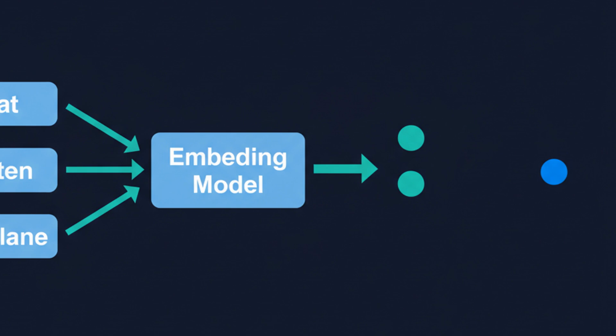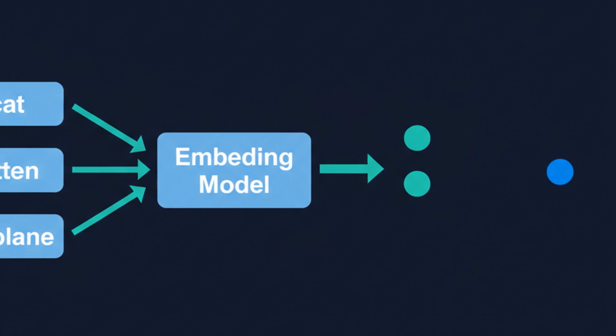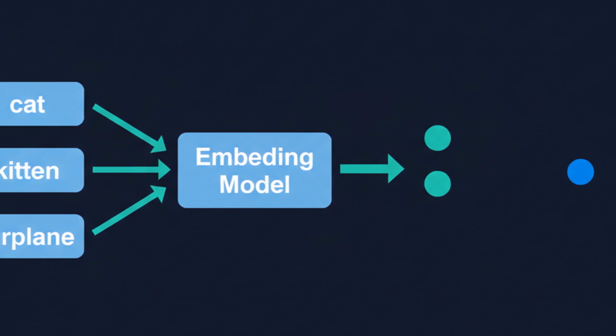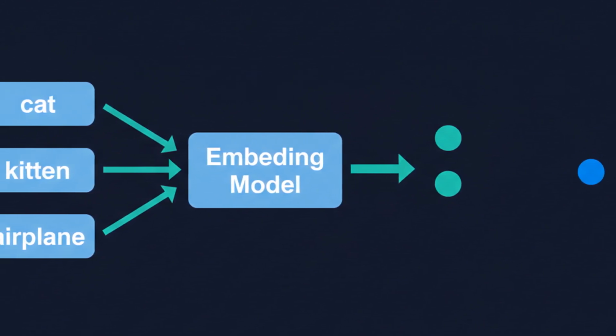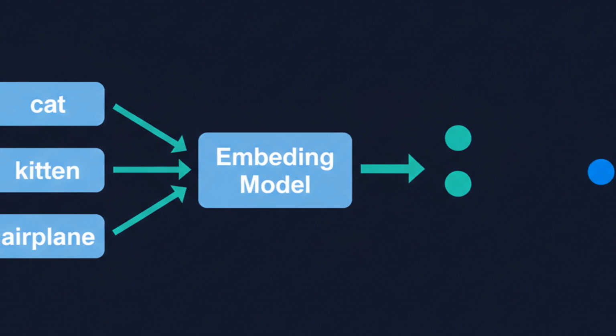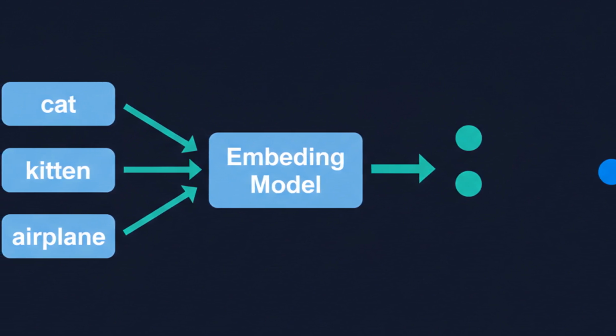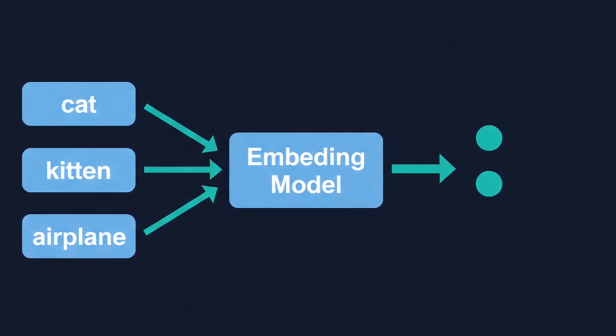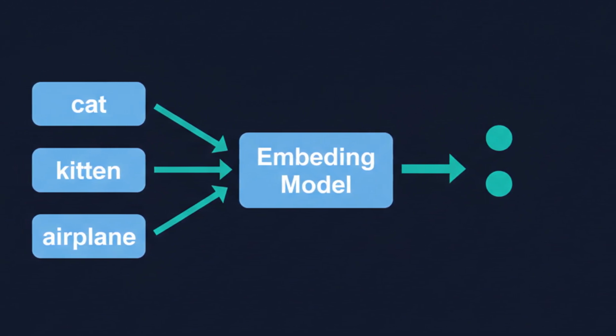Before we compare distances, let's agree on what we're measuring. An embedding is just a list of numbers, a vector that captures the meaning of some text, image, or audio. Similar things land close together in this number space, and different things land far apart. So every similarity search boils down to one question. How do we measure close? That's where our three metrics come in.